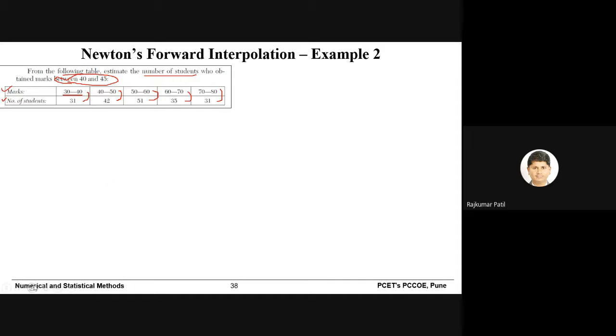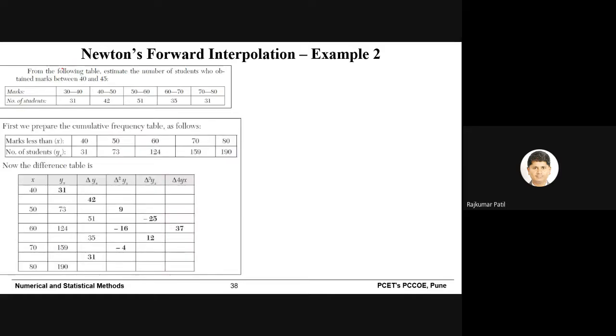Now, we cannot directly prepare the table just like the previous example. So here we need to come up with a certain strategy. What we are doing here is modifying the given table and coming up with a cumulative frequency table.